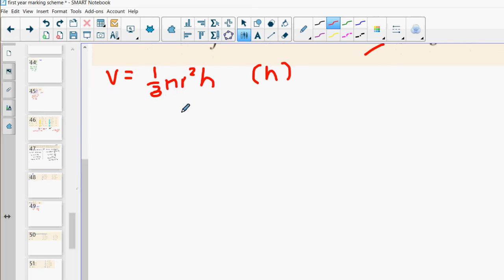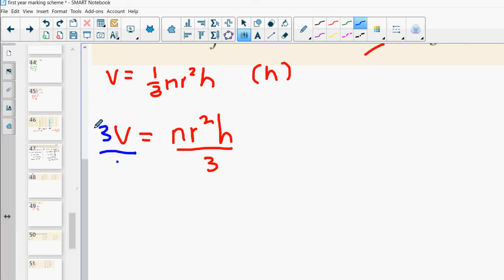Now first thing I'm going to do is multiply in by the 1 on top. So 1 times pi is pi, and then it's just pi r squared h divided by 3 equals V. I'm going to give them a common denominator of 3. 3 on the bottom, 3 on the top. The 3's will now disappear.